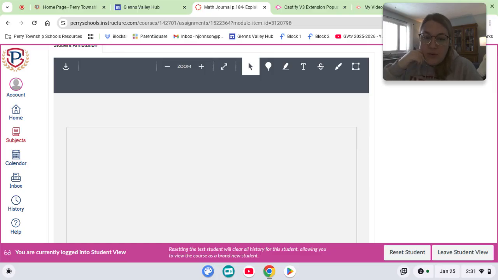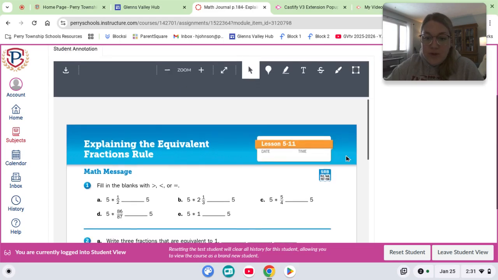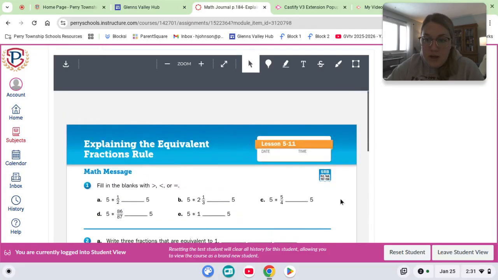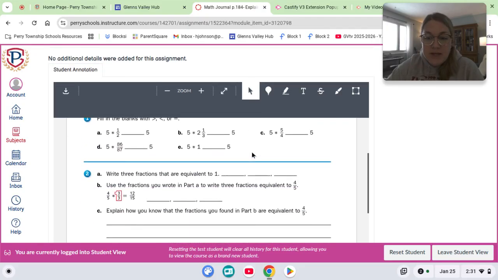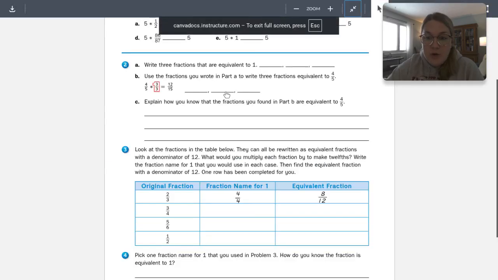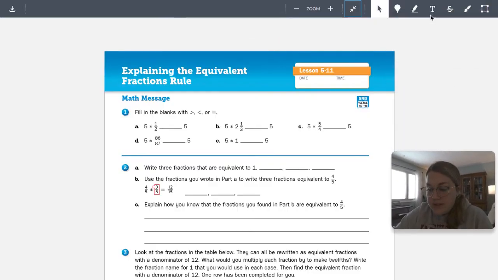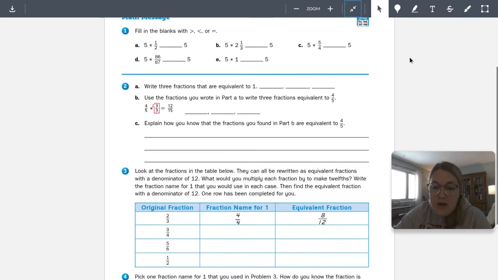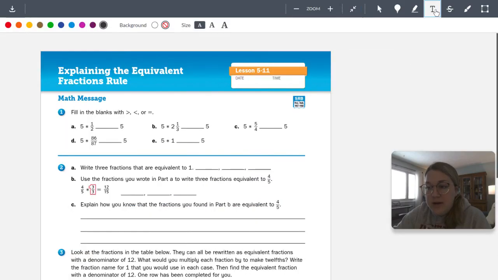Okay, so for this assignment, you're going to be using this student annotation setup, which my class practiced on Friday. But you'll see here, depending on your Chromebook, if it feels like it's really small, you can use this arrow to open it up really big. Up here at the top, the only tools that you will need to use for today really is just the text box tool. So the text box tool is right here.